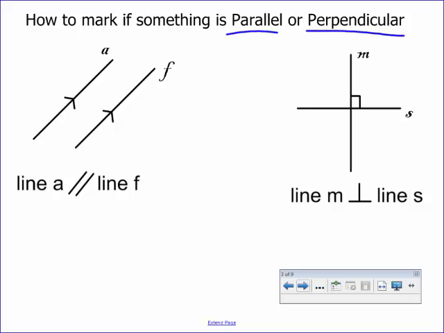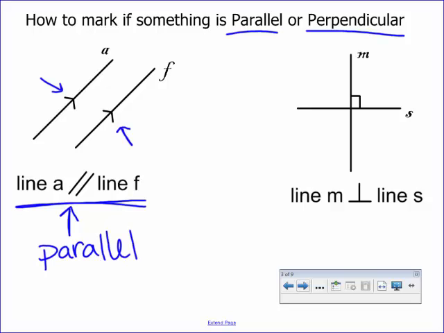These are 2 key terms throughout the chapter, and especially in the next section that we're going to talk about with parallel. If you see these little arrows right there on the lines, that indicates that these 2 lines, A and F, are parallel. Also down here, if you notice these 2 backslashes, it says line A is parallel to line F. So those are 2 different markings or symbols that you can see for parallel.